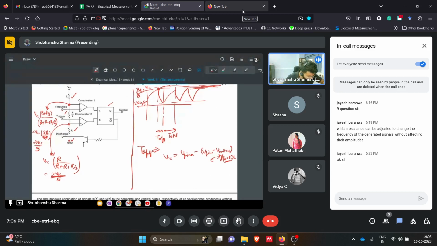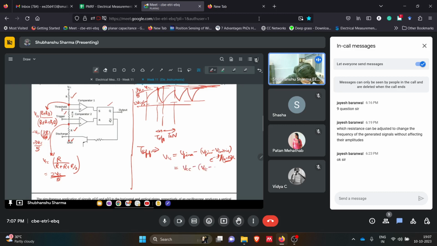So we have this RA plus RB. V final is what? V final would have been VCC. VCC minus V initial is what? 3 VCC by 5, e to the power minus t by tau, and just for the timing I'm saying tau. So this is 3 VCC by 5. If you solve this, you will get ln 3 by 2 into (RA plus RB) into C equals T off.